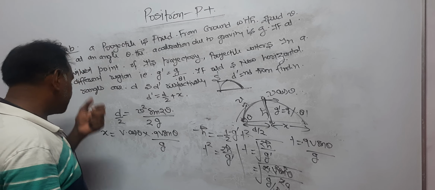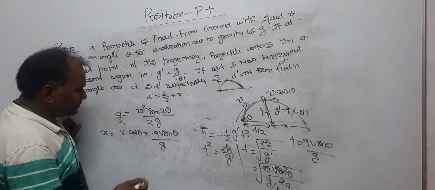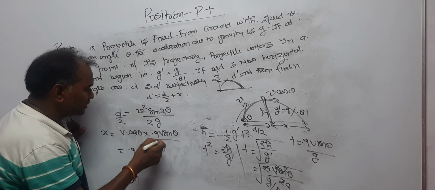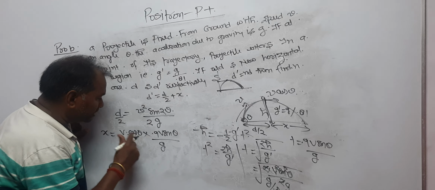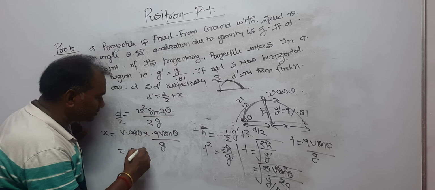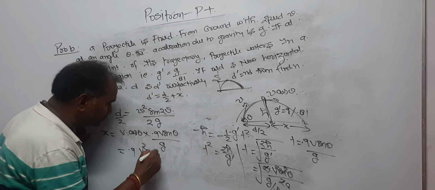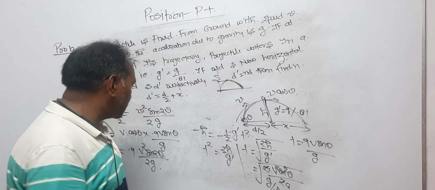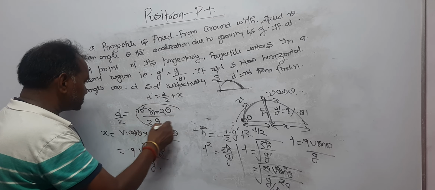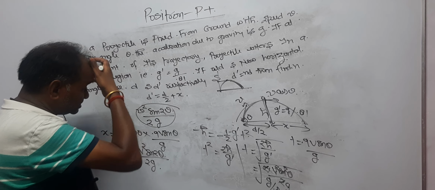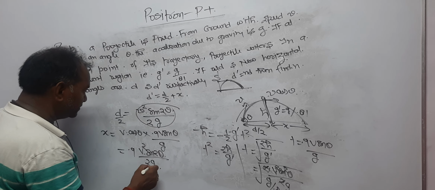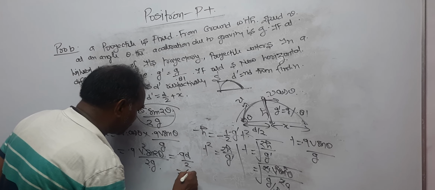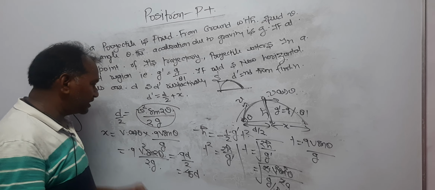So dear student, this is 0.9 v square sine theta cos theta. I am multiplying and dividing by 2, so it turns out to be v square 2 sine theta cos theta, which is v square sine 2 theta divided by 2g, because I have multiplied and divided by 2. Now v square sine 2 theta upon 2g is what? That is 0.9 d by 2, which is 0.45 d. That is the value of x.